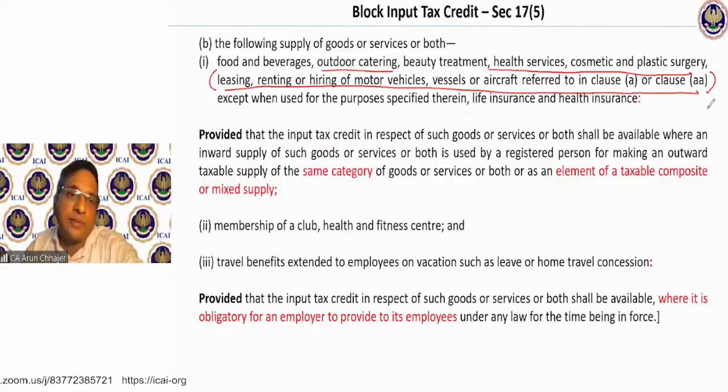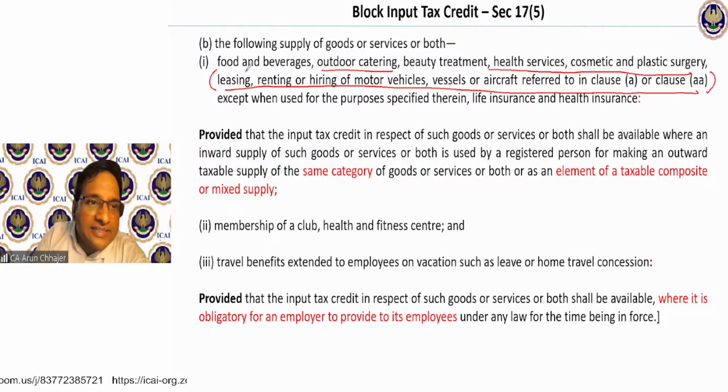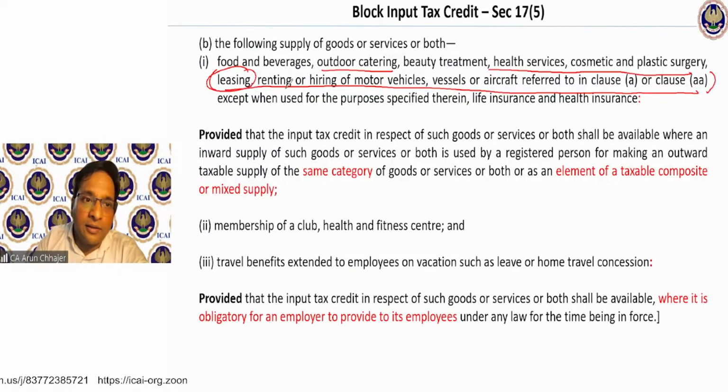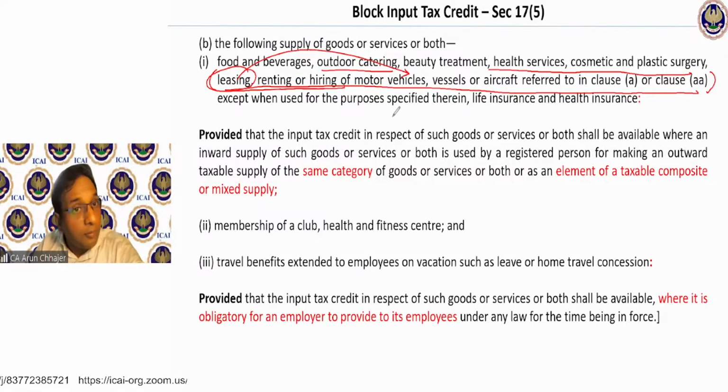in a continuous manner. The circular has clarified leasing does not mean any type of leasing. Leasing is to be read with renting and hiring. All the three words should be read together. It means they are talking about the leasing of the motor vehicle. Normally, we know the interpretation of statute. It says that if there is a comma, it means it has been separated.